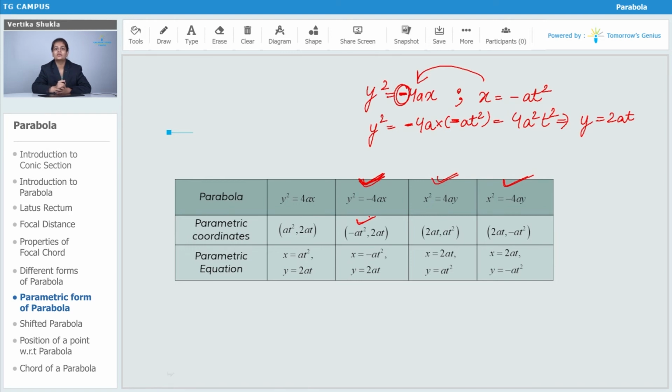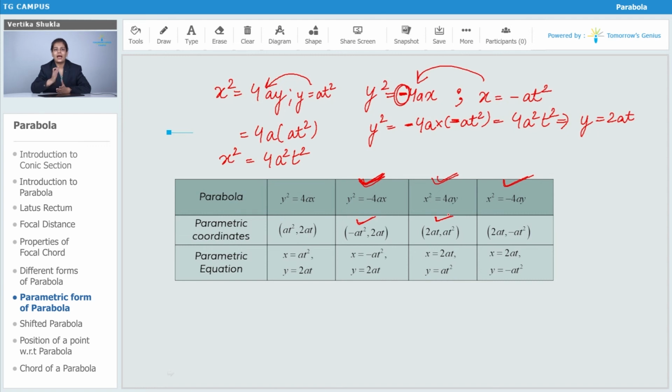Similarly, for the parabola x square is equal to 4ay, now the positions of x and y have changed. You have x square is equal to 4ay. If you take y as at square in this case, we do the same thing that we did for y square is equal to 4ax. If you take y as at square and substitute it in this equation, you will get 4a into at square. If you multiply these two terms, you will get 4a square t square, and this is x square. If you take square root on both sides, what will you get? x is equal to 2at. So in this case, the coordinates become 2at, at square.